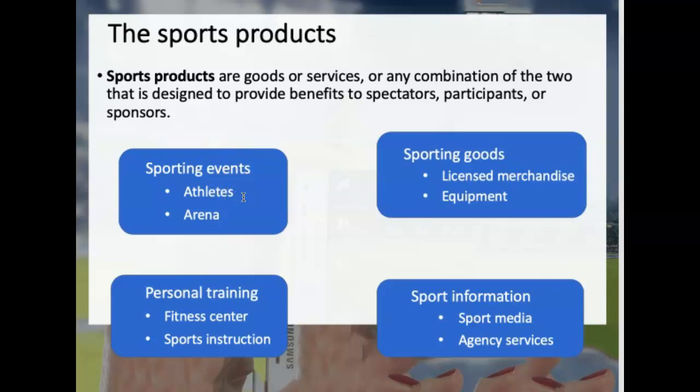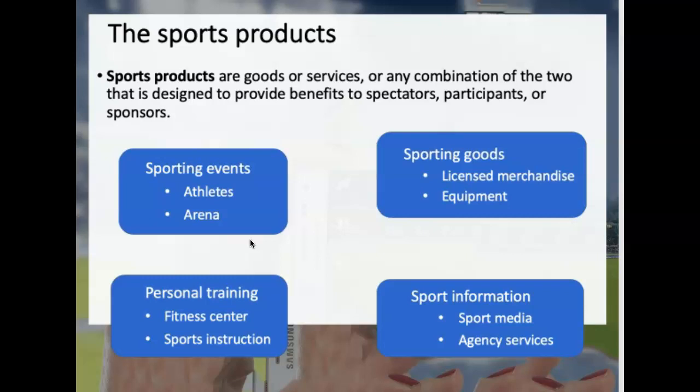Those include licensed merchandise and equipment. The third type is personal training. You go to the fitness center and receive personal training. The personal trainers provide you a service, helping you become healthier or fitter than before. So those are considered sports products. The fourth is sports instruction. We participate in different types of activities. You go and participate in a yoga class, right? Those instructions are also considered sports products.